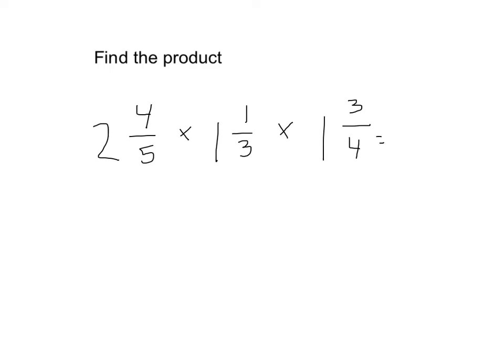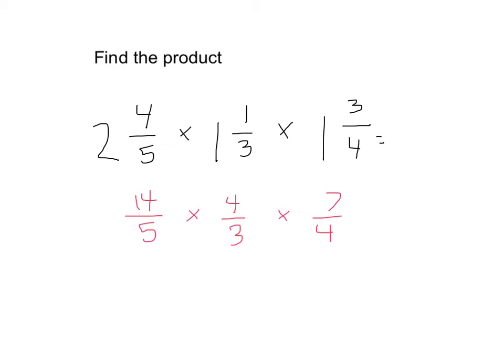Now, sometimes you might be multiplying 3 whole numbers. If you think you're up for the challenge, feel free to pause. I'm going to explain this problem kind of quickly. First, I need to change all of these numbers into improper fractions. 5 times 2 is 10, plus 4 is 14 over 5. 3 times 1 is 3, plus 1 is 4. And my denominator is still 3. 4 times 1 is 4, plus 3 is 7. And my denominator is 4.